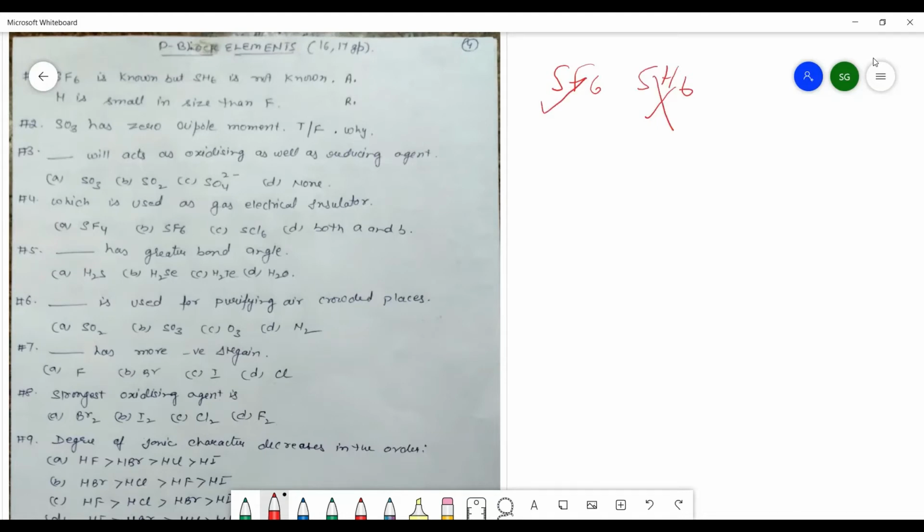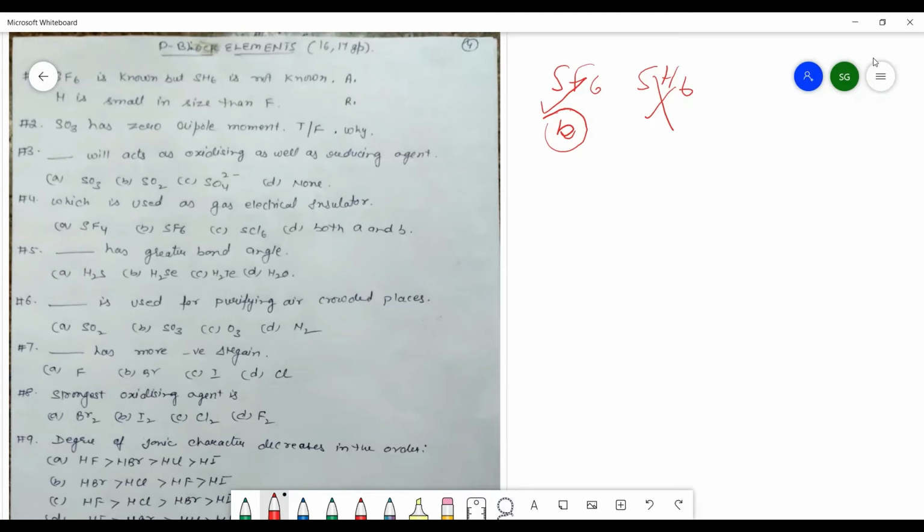Now we will see the reason for this assertion. Hydrogen is smaller in size than fluorine. Yes, it is true that hydrogen is smaller in size than fluorine, but this reason will not justify the assertion. So the answer comes out to be B. That is, the assertion and reason both are correct, but R is not the correct justification for A.